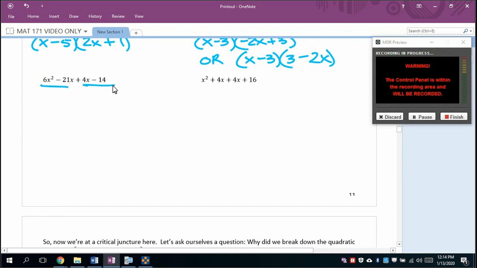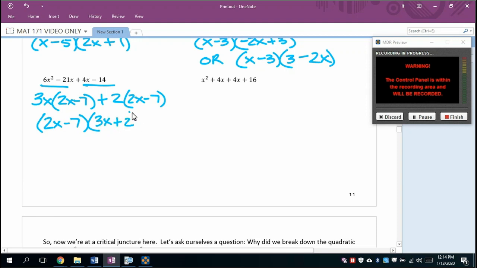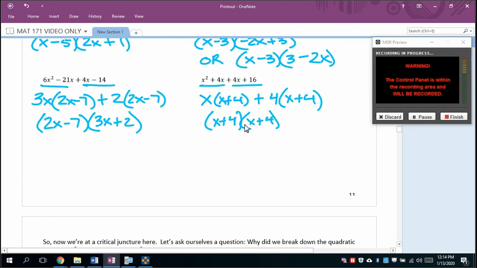6x squared and 21x. Well, I could take a 3x out of that, giving me 2x minus 7. And between 4x and 14, I can just take a 2 out, and that's 2x minus 7. So what happens here is I have 2x minus 7, and I multiply that by 3x plus 2, and I'm done. Now, I'm going to do the same thing here, x multiplied by x plus 4, and then I can take a 4 out, that's x plus 4. So this becomes x plus 4 times itself. I would accept this because this is perfectly fine, but we can also say it is x plus 4 squared. So not bad.